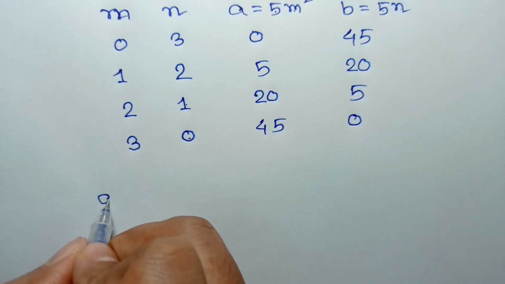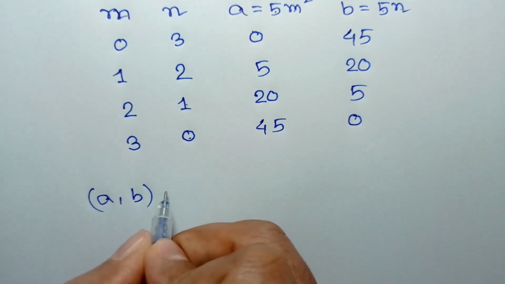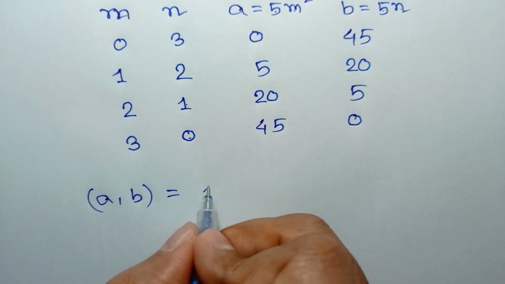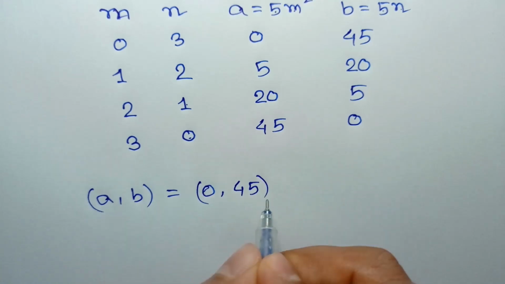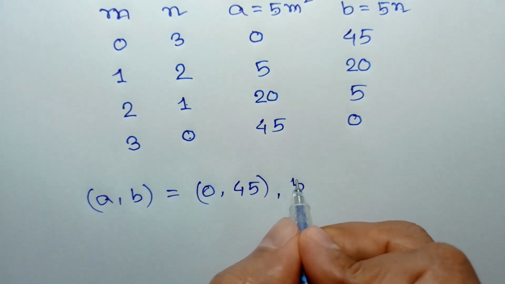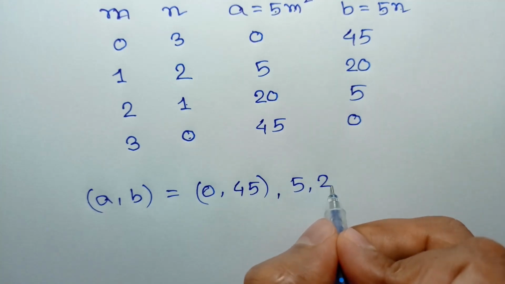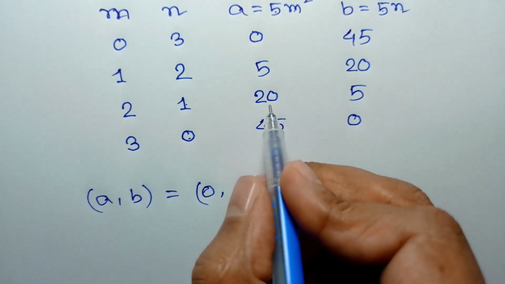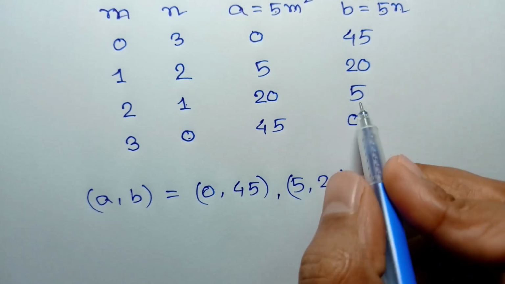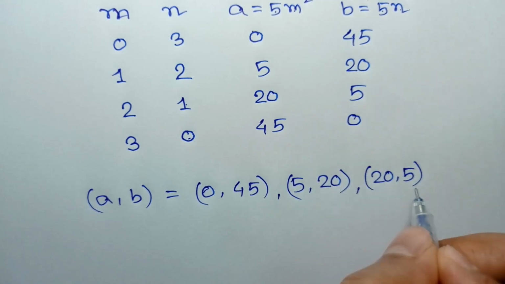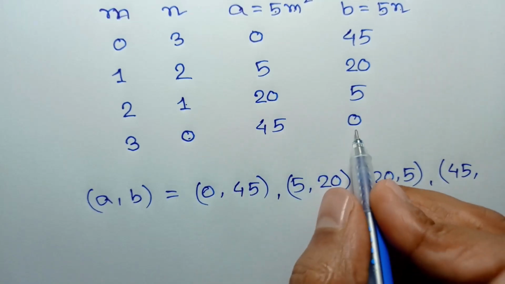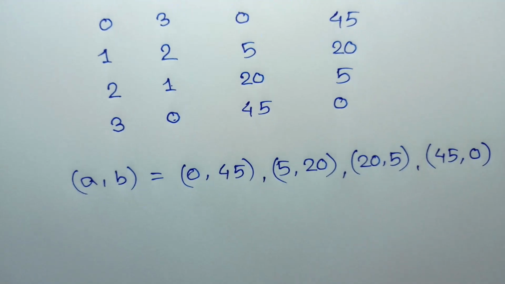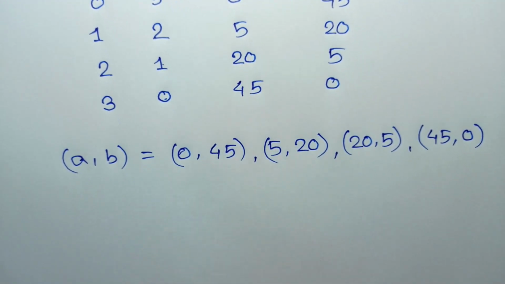So the values of a and b are: when a is equal to 0, then b is equal to 45. When a is equal to 5, then b is equal to 20. When a is equal to 20, then b is equal to 5. And when a is equal to 45, then b is equal to 0. So these are the integer solutions of this equation.